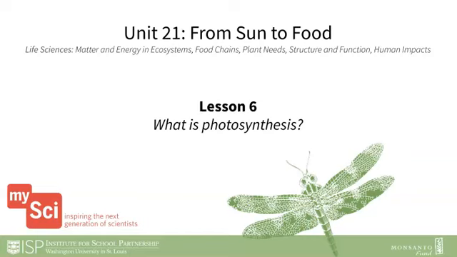Welcome to Lesson 6 in Unit 21, From Sun to Food. In previous lessons, students have figured out that plants need air and water to build their matter and light energy to look healthy and green. They figured out that different parts of the plant help the plant get those materials.